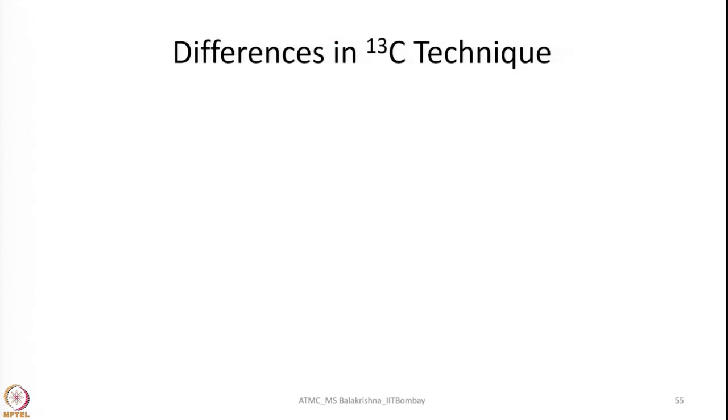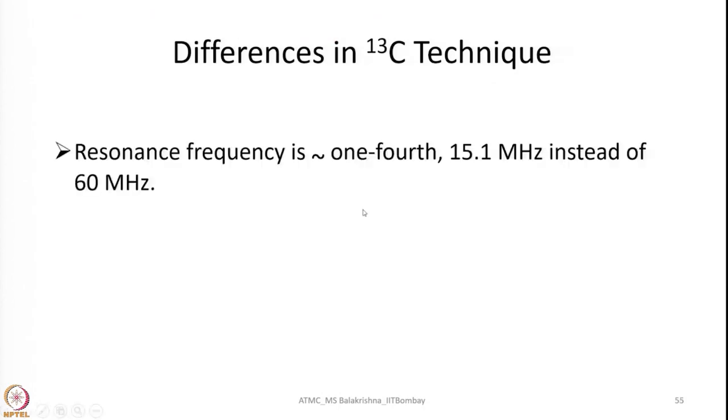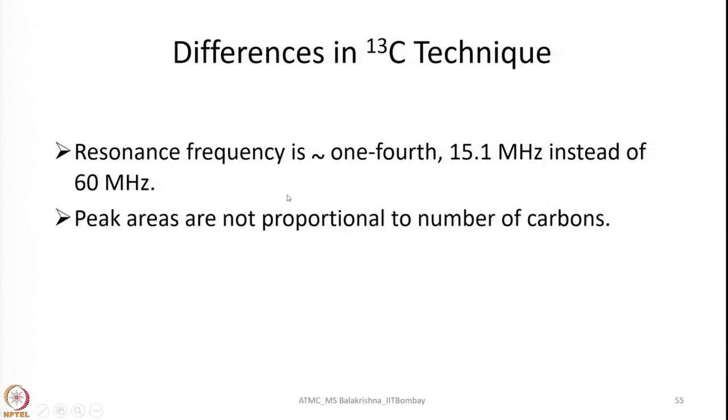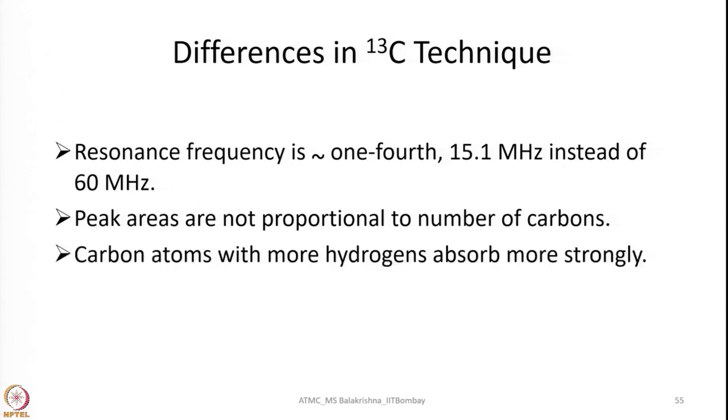So, differences in the 13C technique. The resonance frequency, as I mentioned, is 1/4, or 15.1 megahertz instead of 60 megahertz. And then peak areas are not proportional to the number of carbons. And carbon atoms with more hydrogen atoms are observed more strongly. That means it is very difficult to see the signal due to a quaternary carbon. If a carbon has hydrogen, the possibility of seeing a strong signal is more.